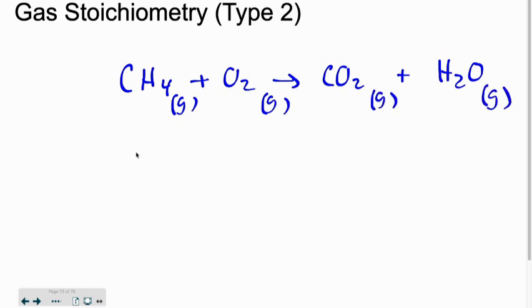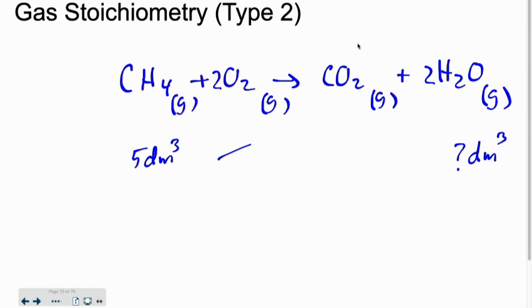If you were asked that you have 5 liters of methane with excess oxygen, can you tell me how many liters, or what volume, of water you would form? So, how many decimeters cubed of water will you form? We first have to make sure that the equation is balanced, and by putting a 2 there and a 2 there, the equation is now balanced.